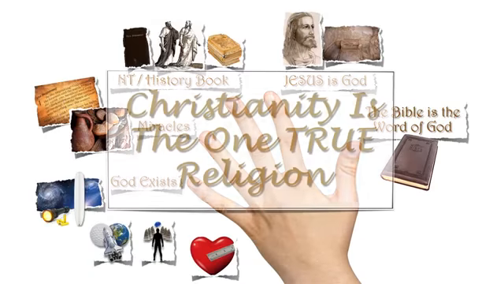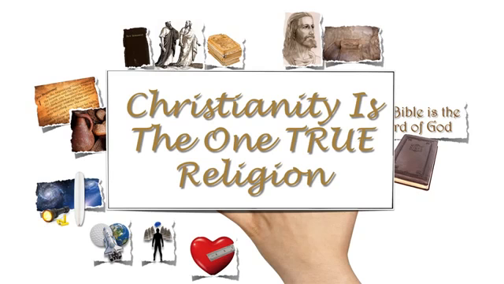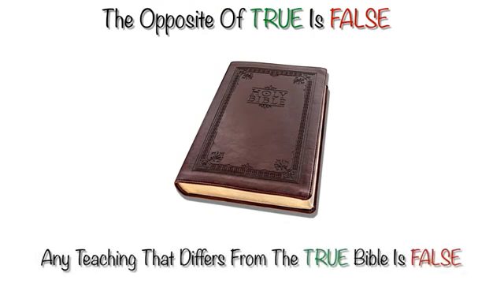As we went through each of these 5 points here in our 5-point hand illustration, point 1, God exists, 2, miracles are possible, 3, the New Testament is a good history book, 4, Jesus is God, and 5, the Bible is the Word of God, and proved that each of these points were true beyond a reasonable doubt, we concluded that 1, Christianity was the one true religion, and 2, whatever the Bible teaches is true. And then, by applying what we learned early on in the course about truth, that the opposite of true is false, we arrived at the logical conclusion that any teaching that differs from the true Bible is false.